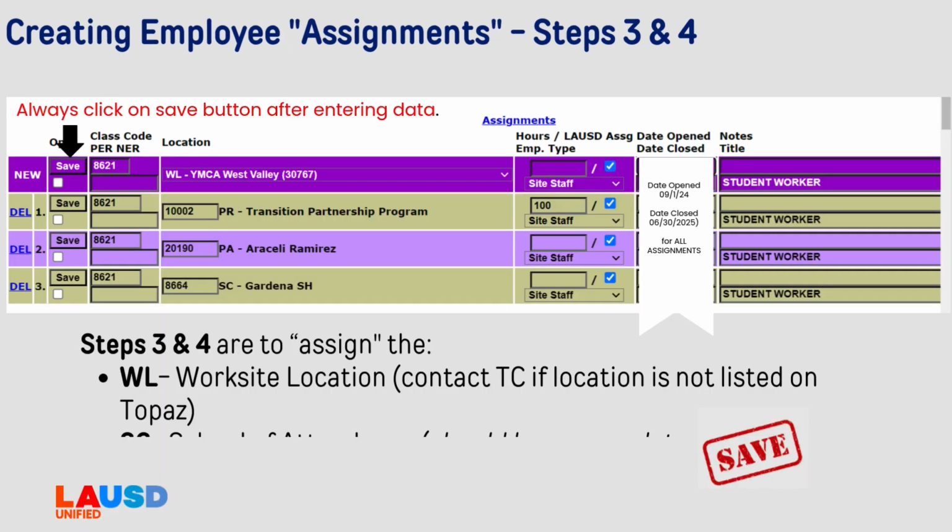You should now see PA and PR rows added, with SC pre-populated. We just need to assign the worksite location. Select the student's worksite from the location dropdown. Then select Site Staff and list the date opened and date closed. It is possible that the worksite location may not appear in the dropdown. If this happens, please contact your transition teacher coordinator to ask for them to add it.